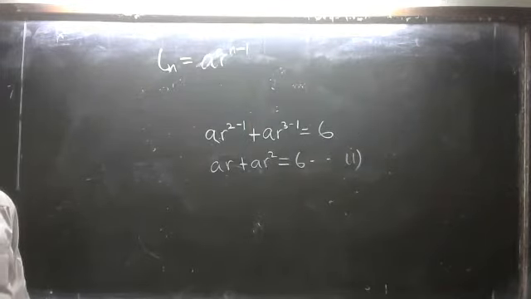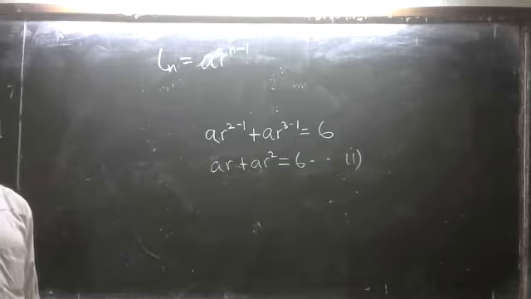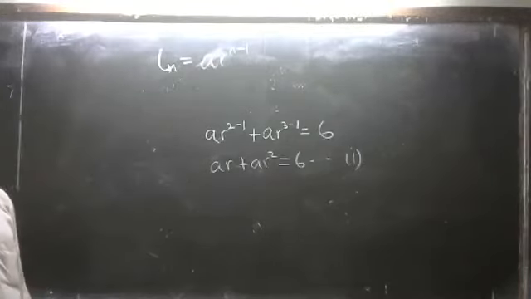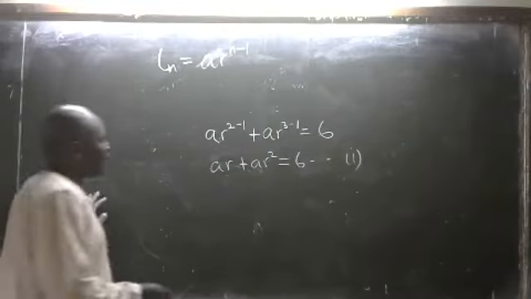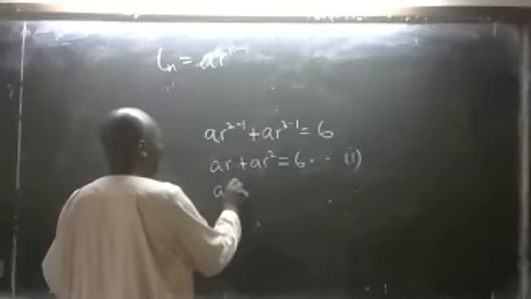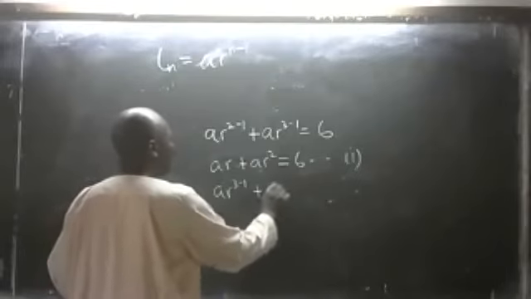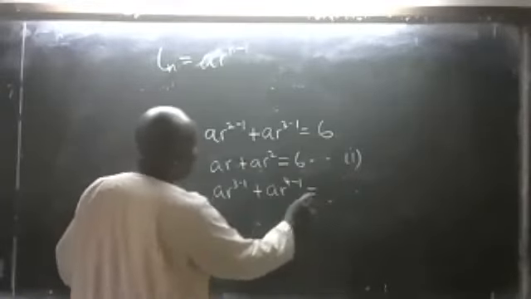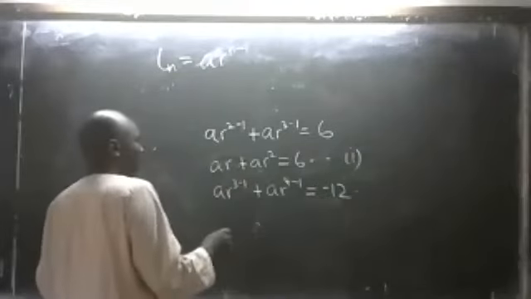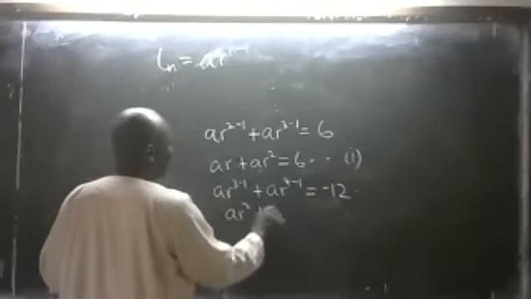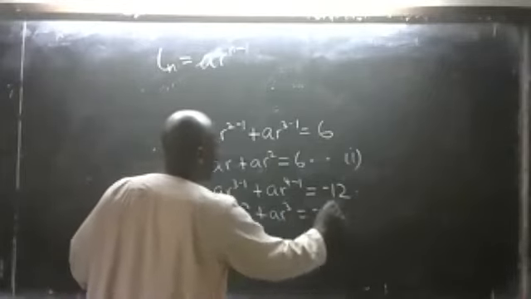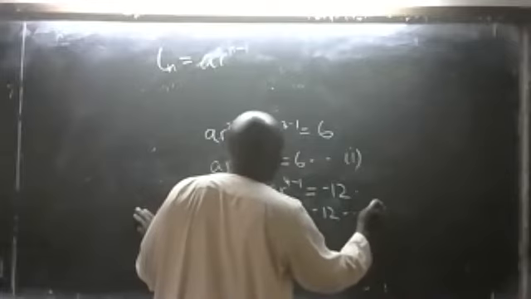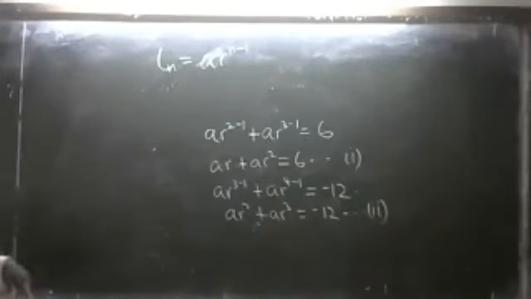This is our first equation now, adding the second and the third. Now, the third and the fourth will have AR power 3 minus 1 plus AR power 4 minus 1, giving us -12. So this is AR squared plus AR cubed is equal to -12. Those are our two equations, which one solves simultaneously to find A and R.